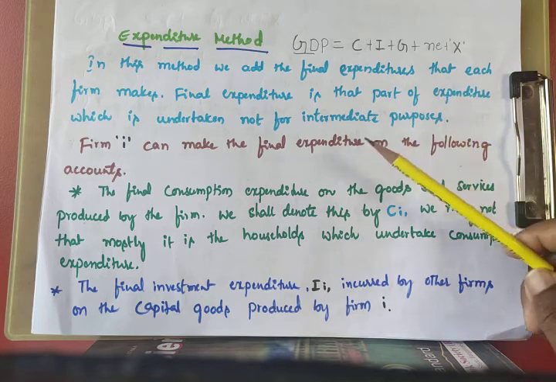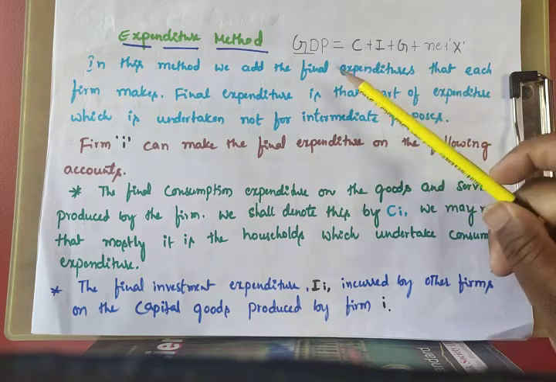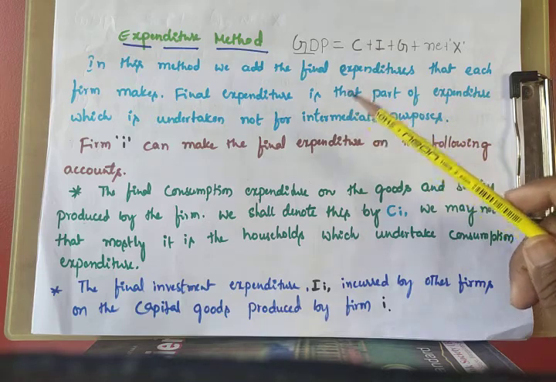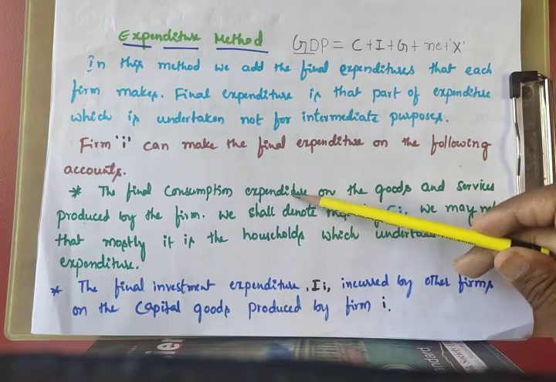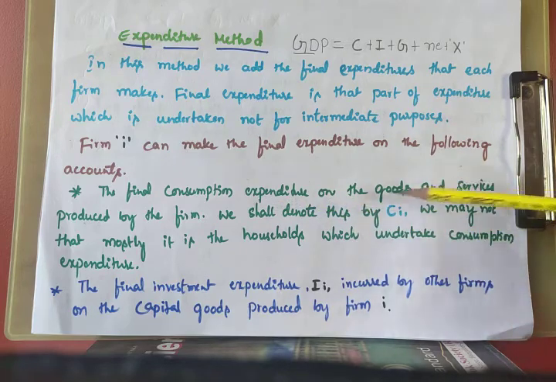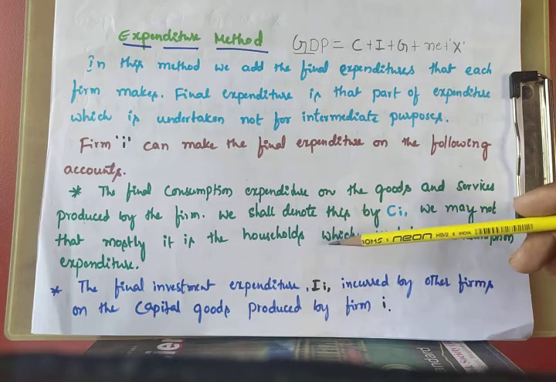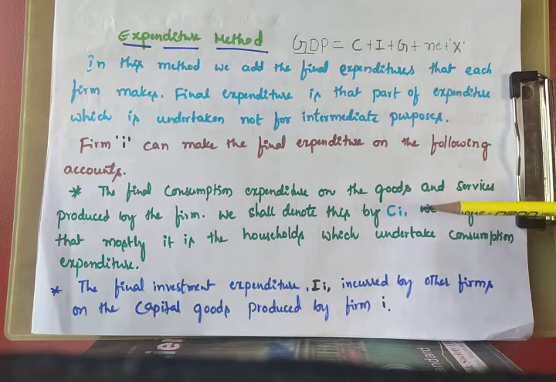Here we can calculate the national income under the expenditure method. We should calculate only the final expenditure done by all the firms. Okay, here the final consumption expenditure on the goods and services produced by the firm. Which firm? I. We can denote this CI. CI means consumption expenditure done by the firm I, CI.